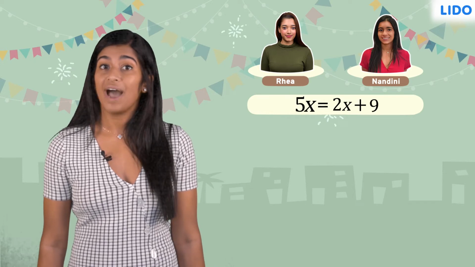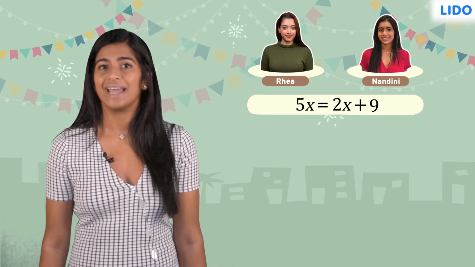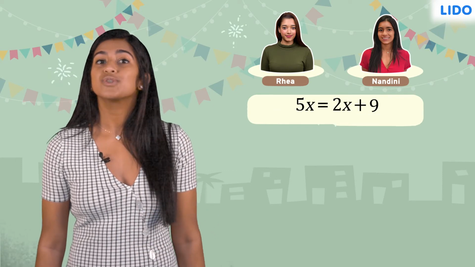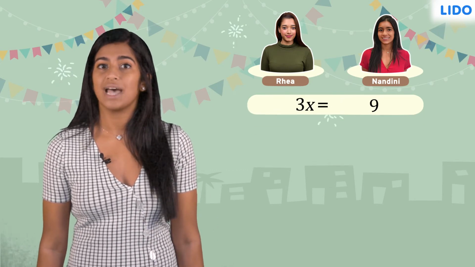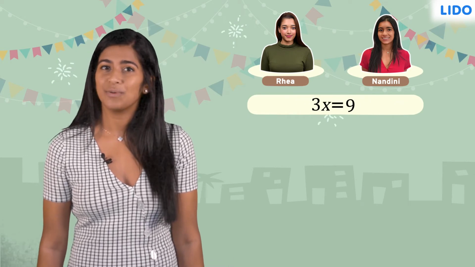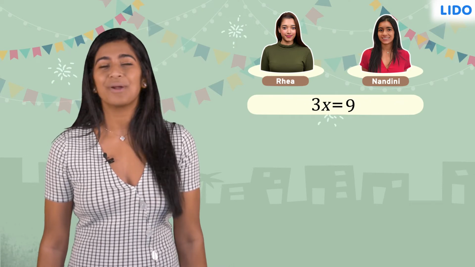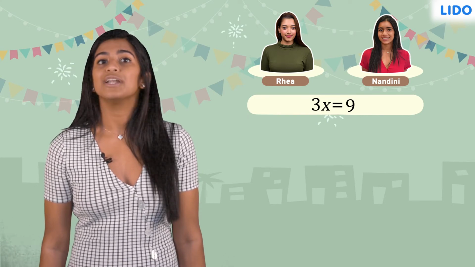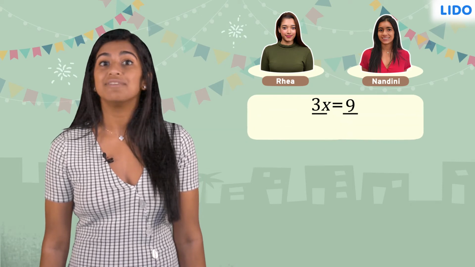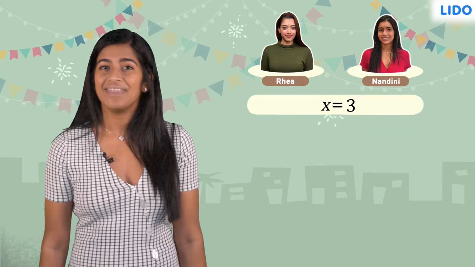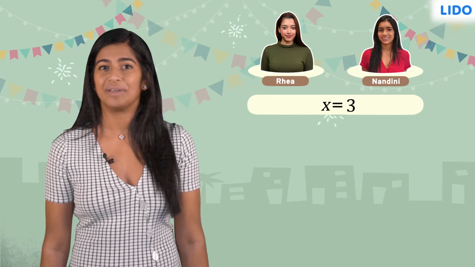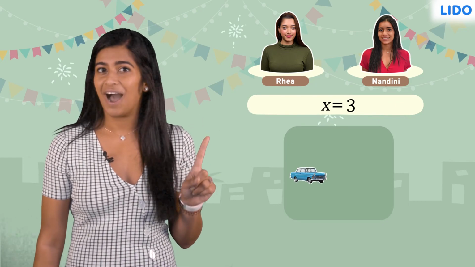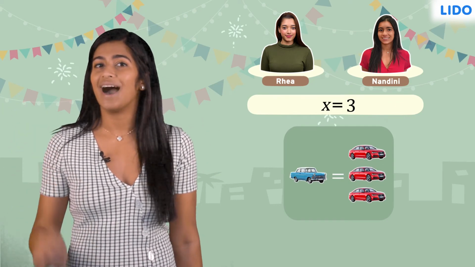Now, I've got 5x = 2x + 9. Remember, we want to have all the x's only on one side. So I'll subtract 2x from both sides. Now I get 3x = 9. See, x is on one side now. How do I separate the 3 from the x? I'll use the opposite of multiplication and divide by 3 on both sides. And that leaves me with x = 3. Wasn't that easy? This means that I can get 1 vintage car in exchange for 3 modern cars.